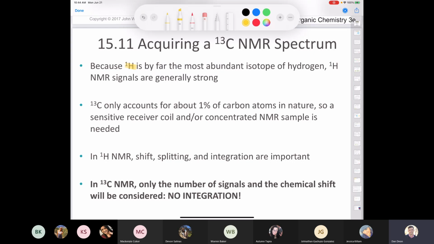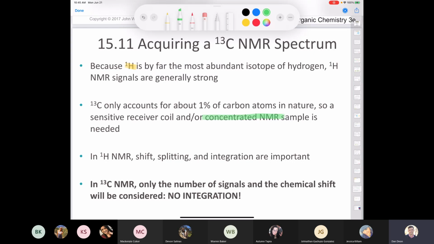You have to run it on carbon-13, which has an odd number of neutrons. And so carbon-13, if you remember from this class, only makes up about 1% of the isotopes of carbon, whereas carbon-12 is about 99%, and then there's a tiny, tiny bit of carbon-14. So we only have about 1% of our sample containing any carbon-13. So you actually need a more concentrated sample, and you have to use a more sensitive receiver coil, which is basically a more sensitive instrument, in order to pick it up. But the bottom line, to me, is that you need more sample. It's got to be more concentrated.